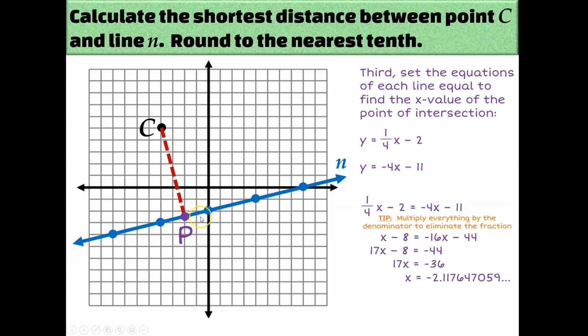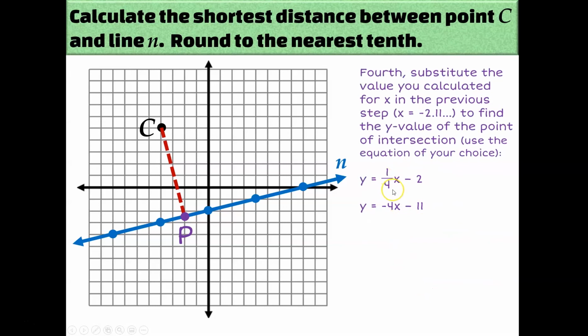But what's the y value? In order to figure that out, we'll have to plug negative 2.1 and stuff back into either of the original equations. It doesn't matter which of the original equations you plug it back into, you should get the same y value regardless. I'd prefer to work with the one without fractions though, so I'm going to plug in my negative 2.1, keep all of those digits in your calculator, multiply that by the negative 4, and then subtract 11 from it, and I get a y value of about negative 2.5.